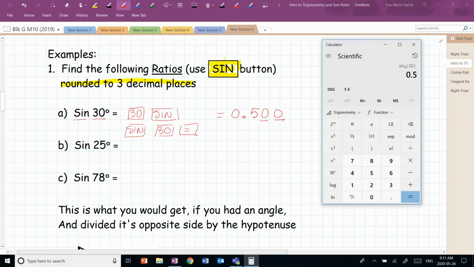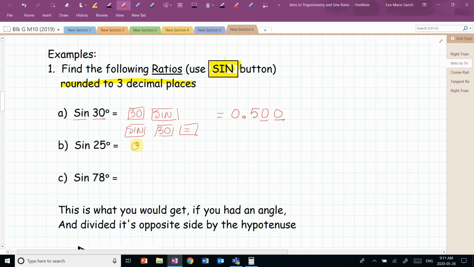Okay, so again, some of you are going to have to go 25 first and then sine. And then some are going to have to go sine 25. Okay, so for this one, I got to clear. And I'm going to go 25. And then my trigonometry button is sine, and it gives me, you can see, a big, huge, long decimal. Now we're going to round this to 3 decimal places. So I'm seeing 0.4226. Now it continues past that, but I only need to go to 4 places to decide to round.